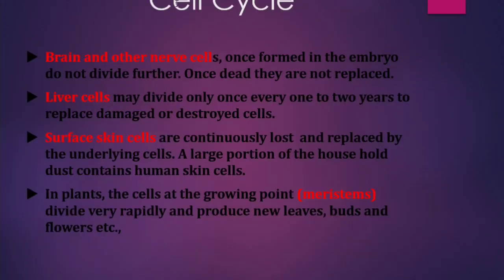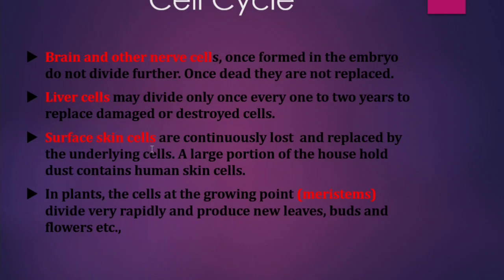Cell cycle. The cell cycle is not similar in all the cells. It's changing. Brain and other nerve cells, once formed in the embryo, do not divide further. It's very important. We have learned this in the previous lesson itself. Once dead, they are not replaced. Liver cells may divide only once every one to two years, and only then will they replace the damaged or destroyed cells.